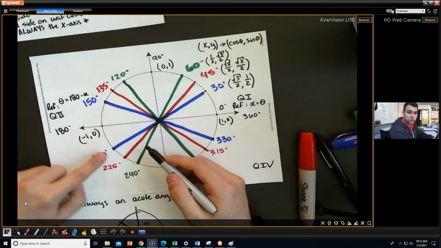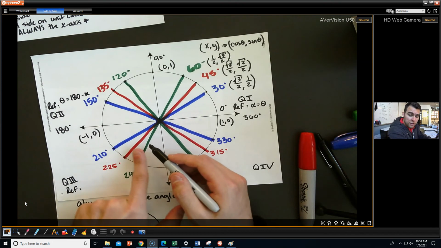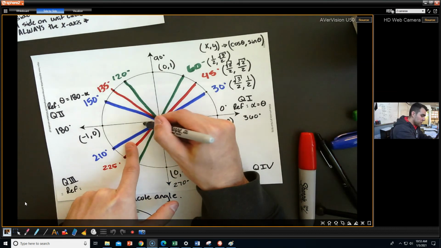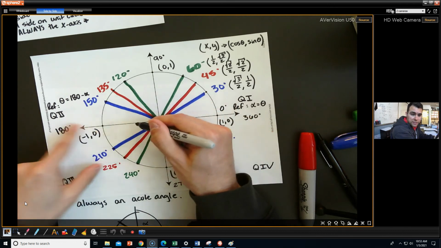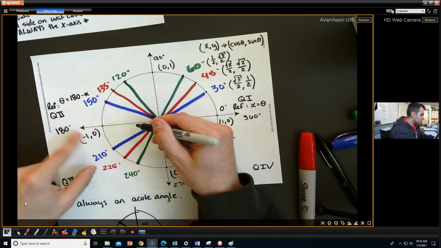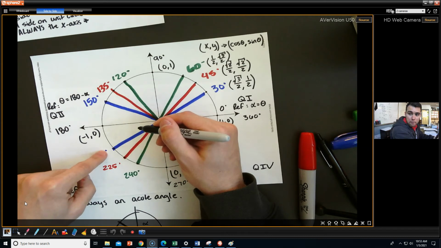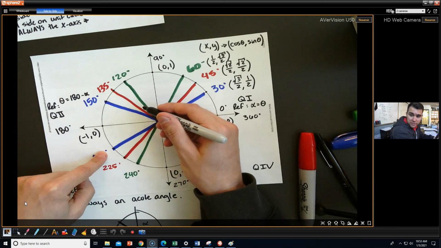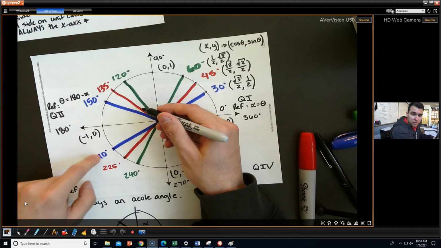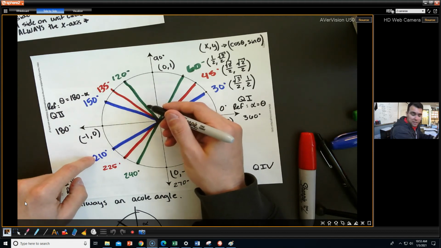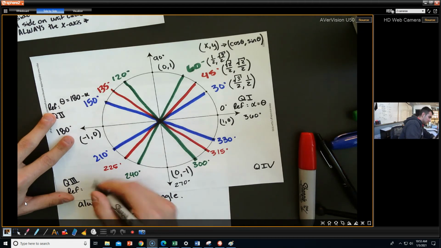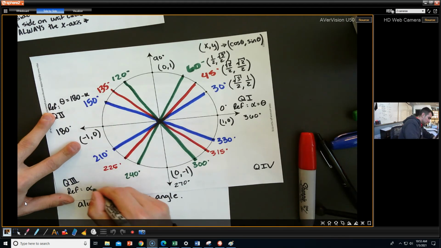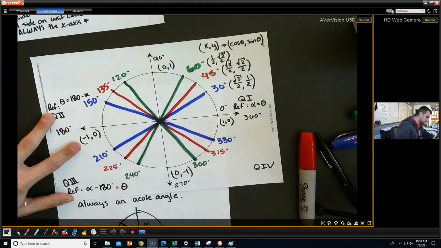For quadrant 3, its reference angle. If I think about something like 210 degrees, and I want that reference angle, that means I just want this little angle right here. Well, that's going to be whatever this angle is minus 180 degrees. So it's whatever your starting angle is minus 180 degrees. So it would actually be the other way around. It's actually alpha minus 180 degrees equals your reference angle.